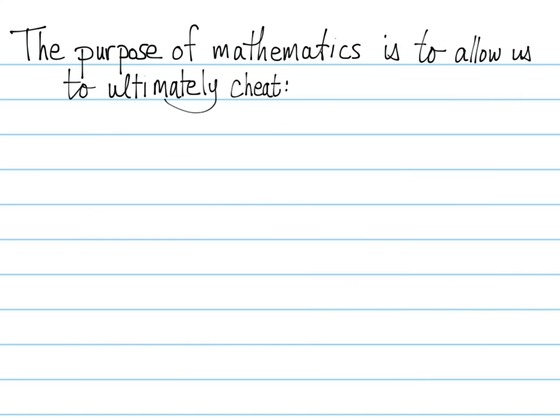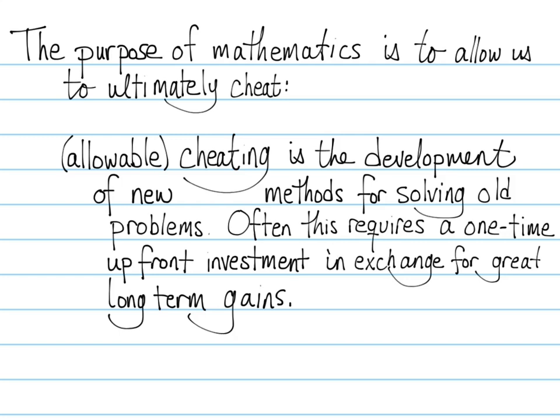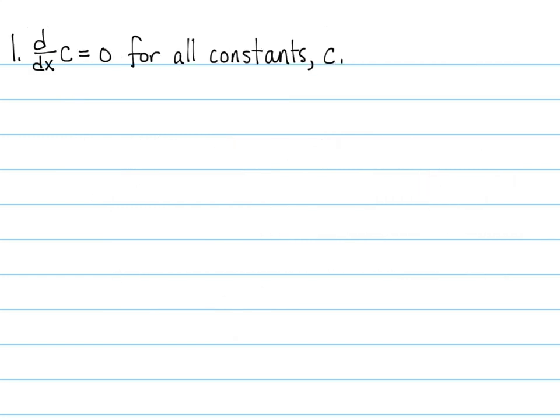So ultimately, the purpose of mathematics, and the reason why most of us do math, is it allows us to ultimately cheat. Allowable cheating is the development of new methods for solving old problems. Often this requires a one-time upfront investment in exchange for great long-term gains. So whenever we come up with new rules, usually there's a lot of work just to get the rule, but once you have it, it all of a sudden will simplify all of the calculations you had done before by a vast amount. So here are a couple of rules.